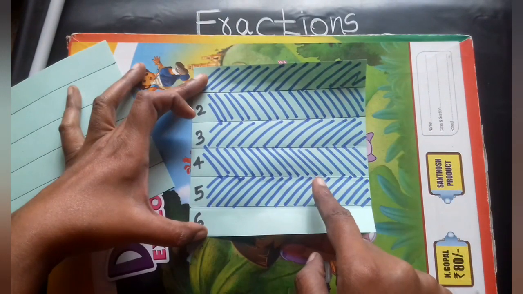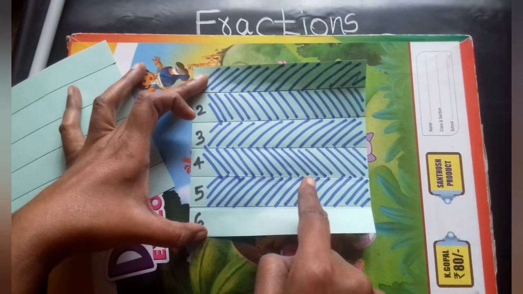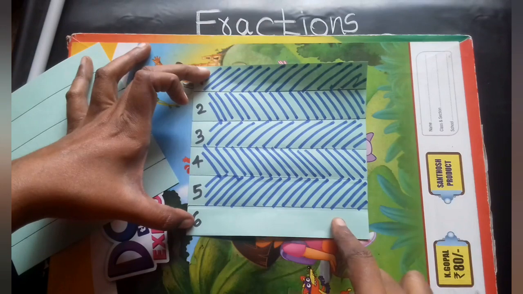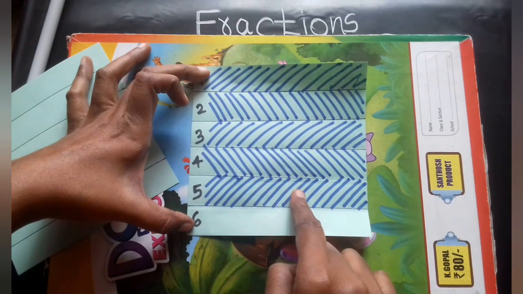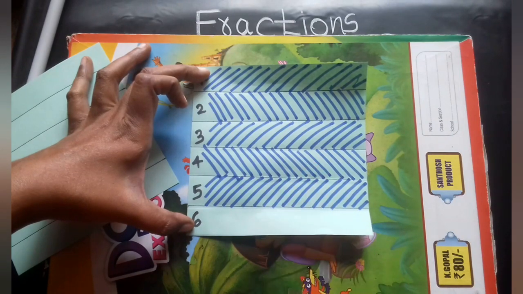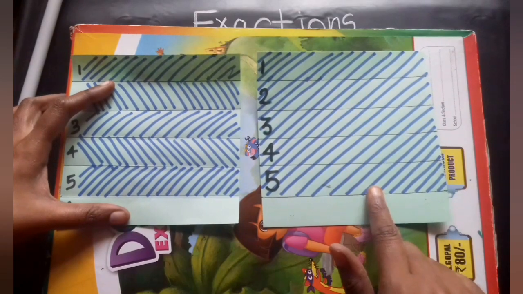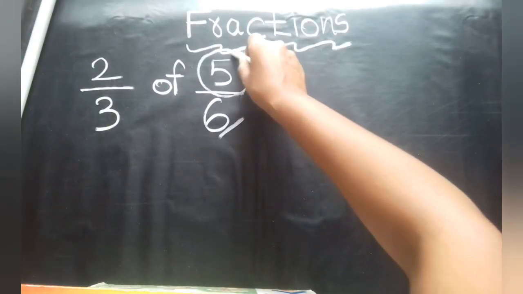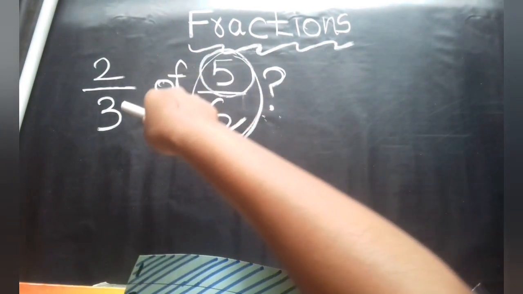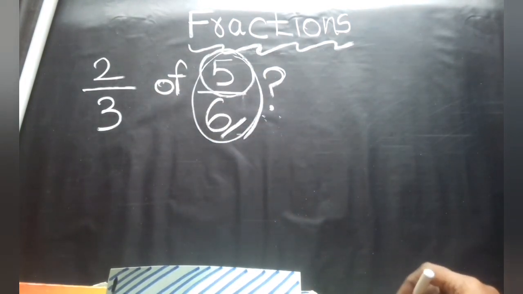The shaded portion of this square represents the fraction 5 by 6, because out of 6 equal divided parts, we have shaded 5 parts. So the fraction is 5 by 6. We have done the same steps in the other square paper as well. We are done with 5 by 6. But the question here is, what portion of the square will represent 2 by 3 of 5 by 6?